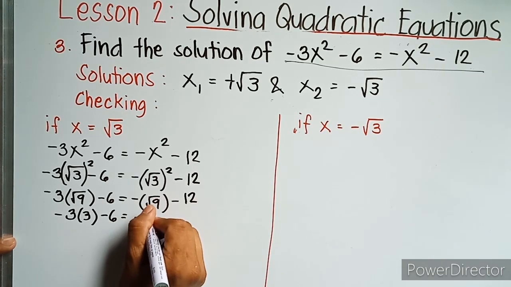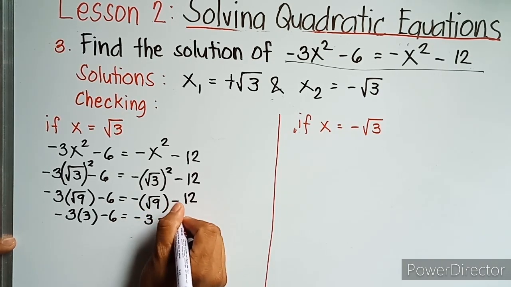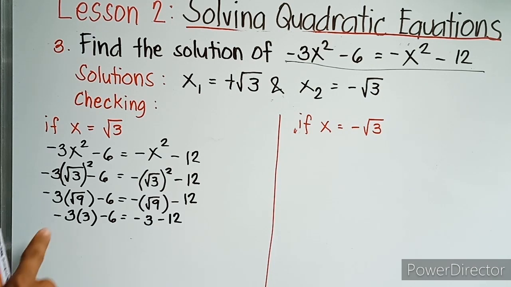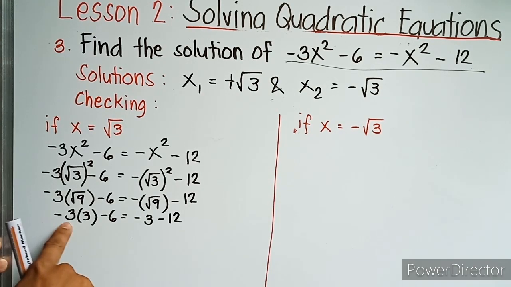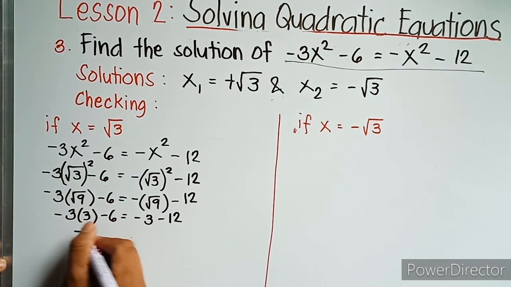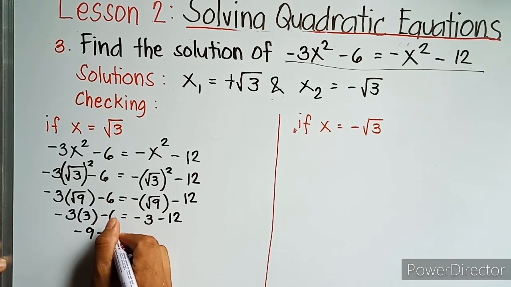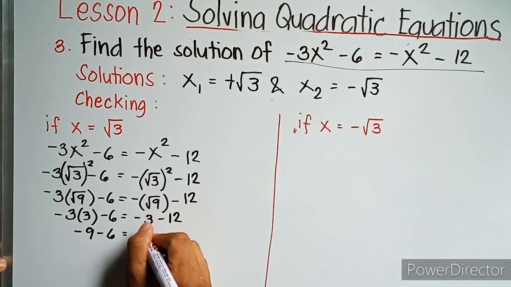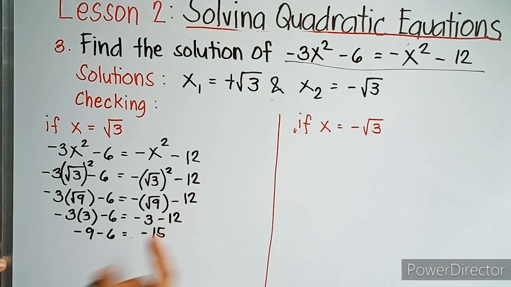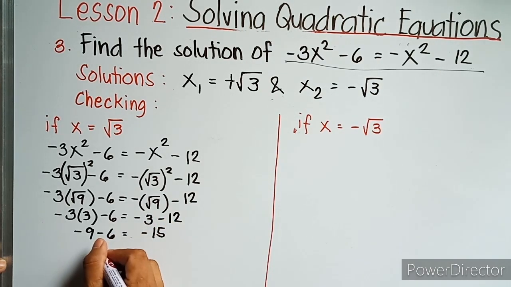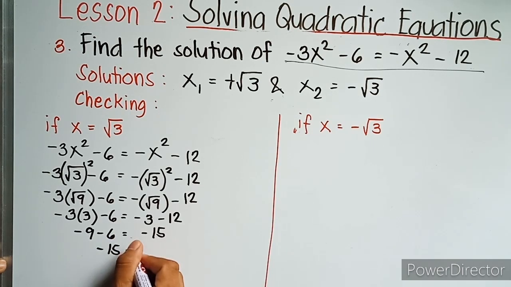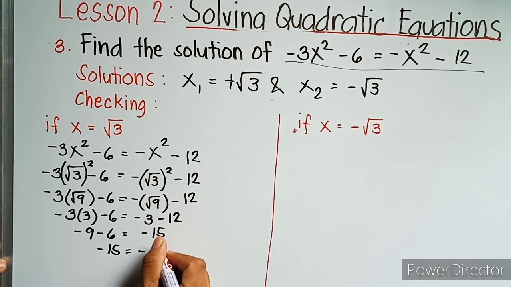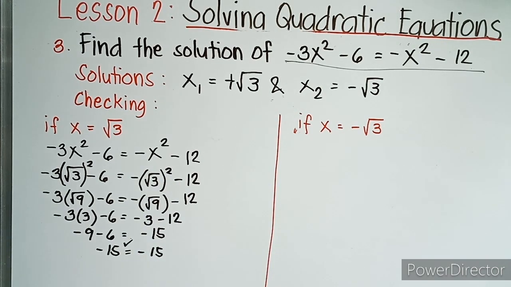So, we have negative 3 minus 12. So, we have negative 3 times 3 is negative 9 minus 6 equals negative 3 minus 12 is negative 15. So, negative 9 minus 6 is negative 15 equals negative 15. So, our solution is correct. Then, let's see if it is x equals negative square root of 3.